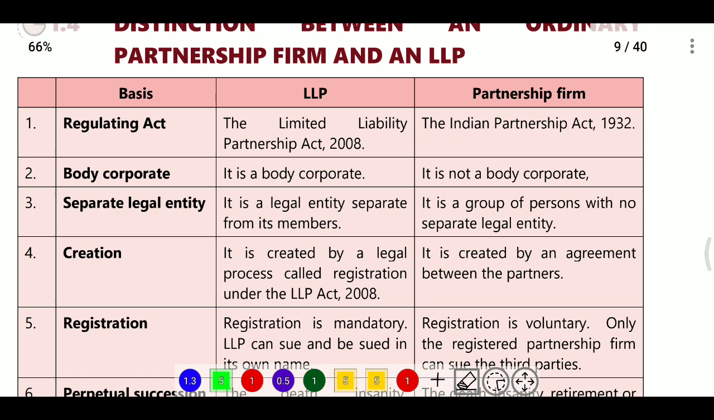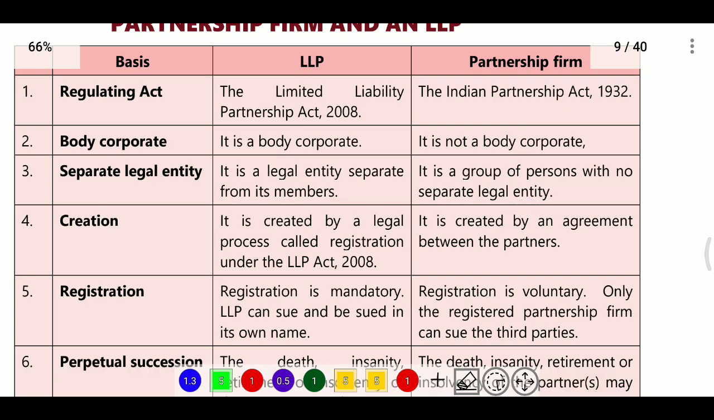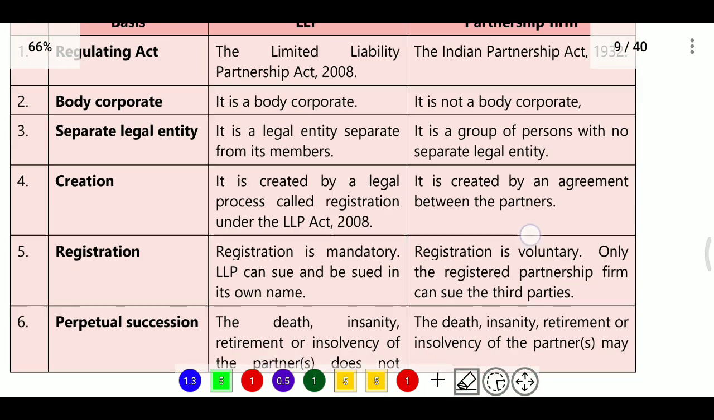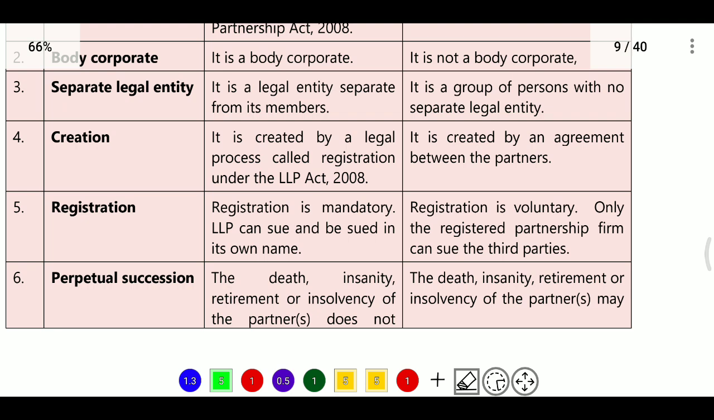Now, what are the major differences? Liability will be unlimited for an ordinary partnership firm, while an LLP has limited liability. There is no separate legal identity for a partnership firm, and an LLP has a separate legal entity. Perpetual succession is not there for a partnership, but an LLP has it. And there will be less compliance for a partnership, and an LLP has some more compliance.